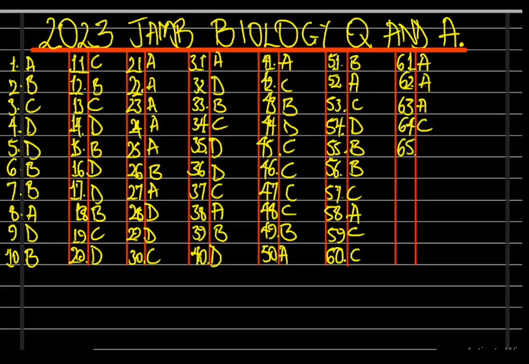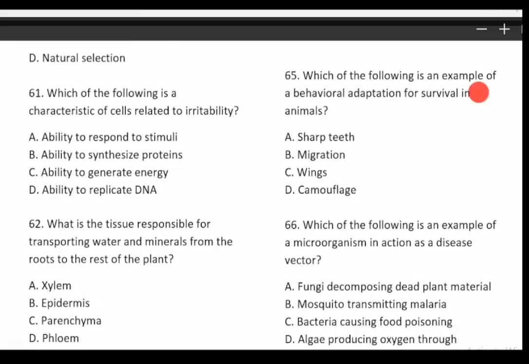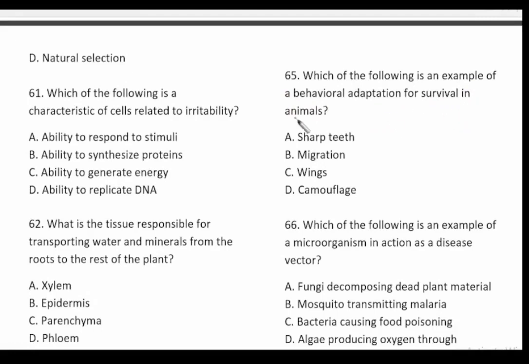And then question 65. Which of the following is an example of a behavioral adaptation for survival in animals? Sharp teeth, migration, wings, camouflage. Sharp teeth is what we refer to as adaptation for feeding. Wings, adaptation for movement. And camouflage, adaptation for defense, or sometimes for concealment, so it helps to protect themselves. Sharp teeth here is a structural adaptation. Wings is also a structural adaptation, while camouflage is a physiological adaptation.